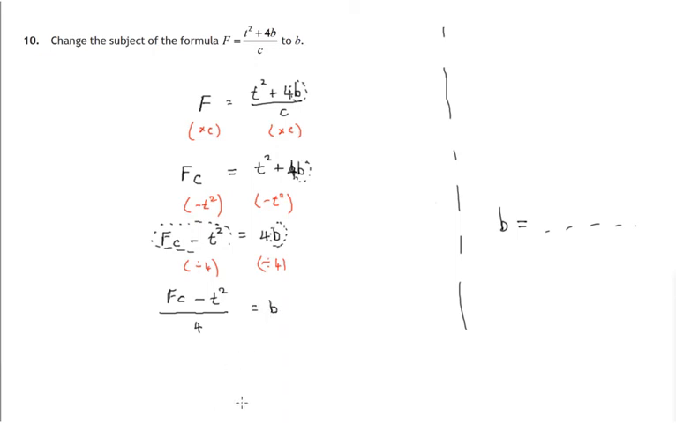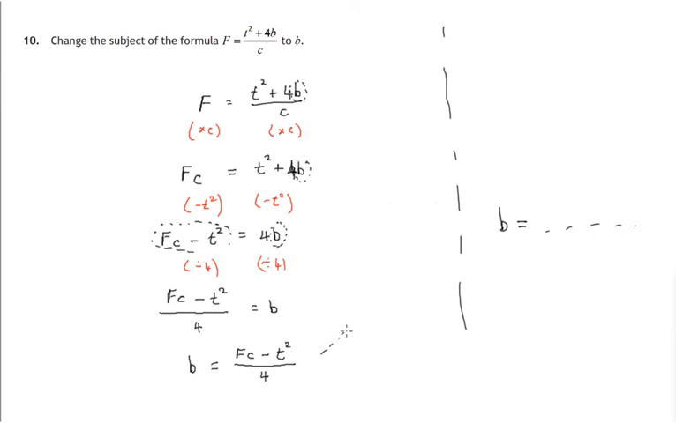Now normally when you write a formula, you put the subject of the formula first. So b is equal to f times c minus t squared, all divided by 4.